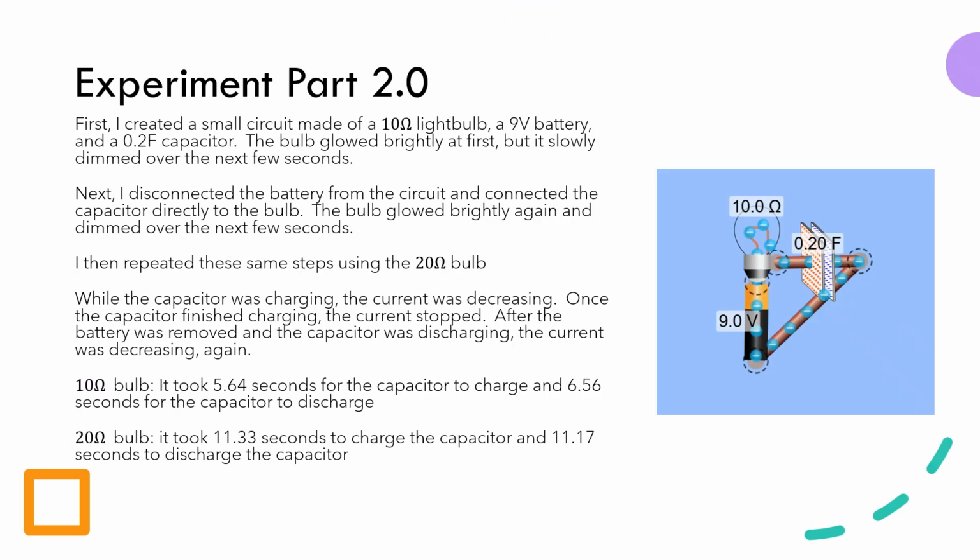For the second part of this experiment, I created a small circuit with a 10 ohm bulb, a 9 volt battery, and a 0.2 Farad capacitor. And then after I allowed the capacitor to charge, I removed the battery from the circuit and allowed the capacitor to discharge, both times observing the light from the bulb. And then the times that it took the capacitor to charge and discharge can be seen on the bottom of the screen here.